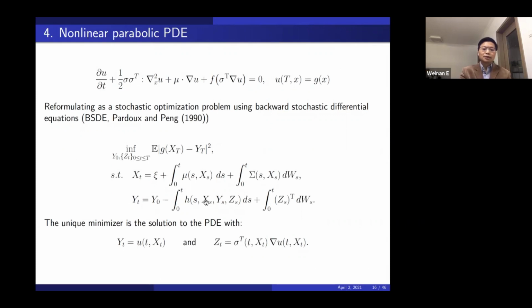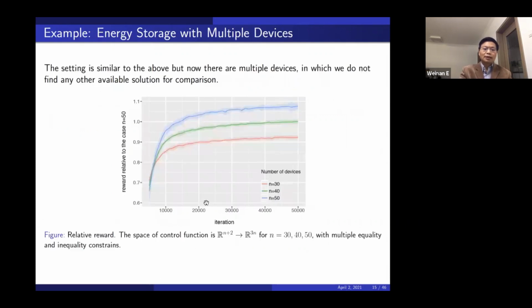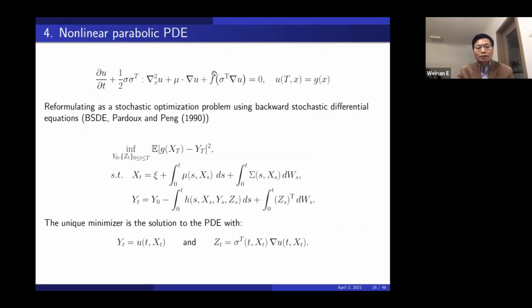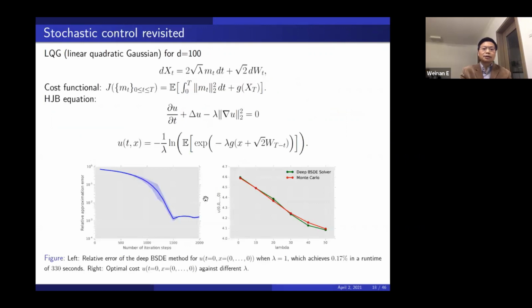And once formulated this way, it's very much like the stochastic control problem. We minimize something subject to a dynamical system. The dynamical system is like the constraint here. So the same kind of algorithms can be applied to this framework, and I'm going to skip the details. As an example, let's consider the so-called linear quadratic Gaussian problem, which is a canonical problem in stochastic control, and this is our cost function.